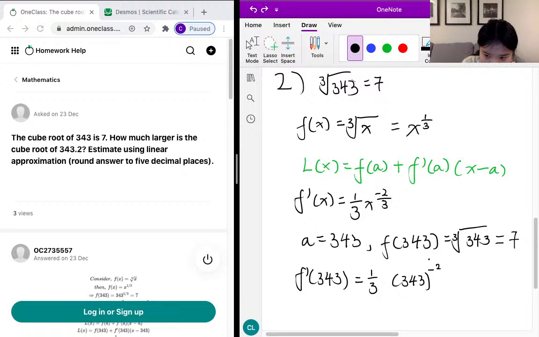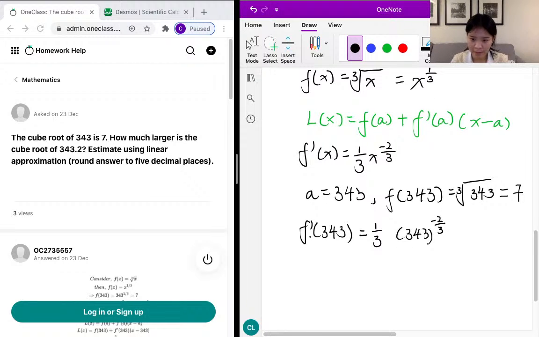Can we just directly find this value? Let me see. So we can also write it in this form. No, we can't directly find this value. It's too hard. Let's just use a calculator then. So we have 343 to the power of negative 2 over 3. Okay, so this is our f prime of a.